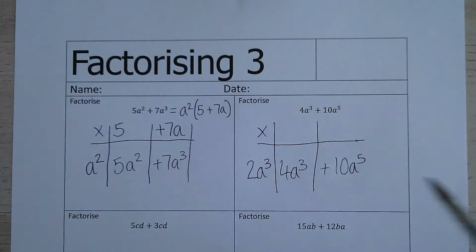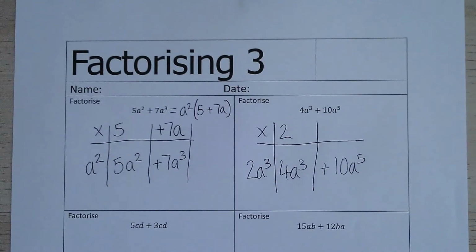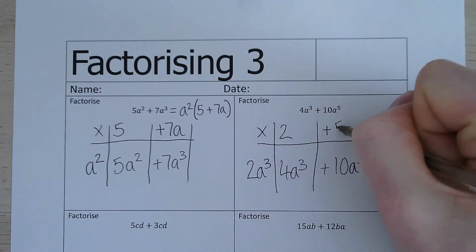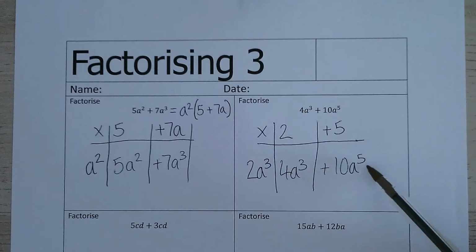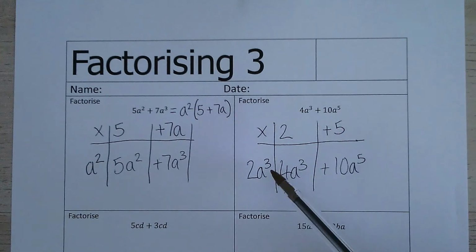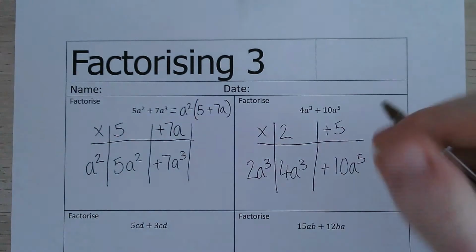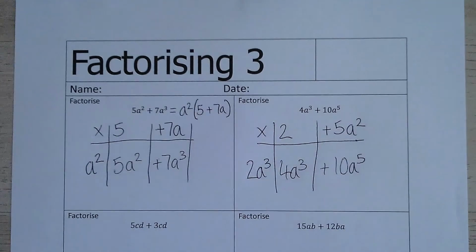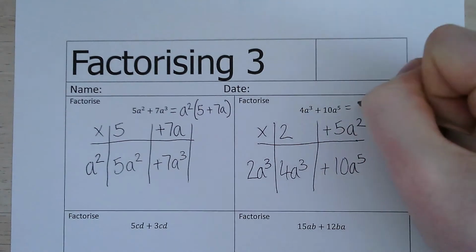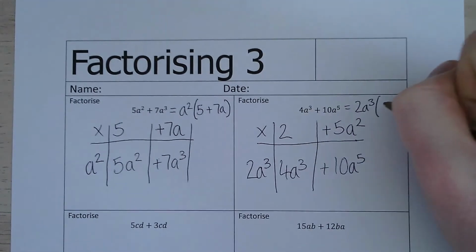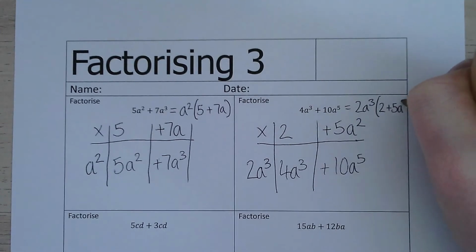So 4 divided by 2 is 2. And a cubed divided by a cubed will cancel each other out, so we're left with just 2. Next, positive 10 divided by 2 is positive 5. And a to the power of 5 divided by a to the power of 3. To do that, we need to subtract the powers, so we will end up with a squared. So our final answer, 2a cubed, and then in brackets 2 plus 5a squared.